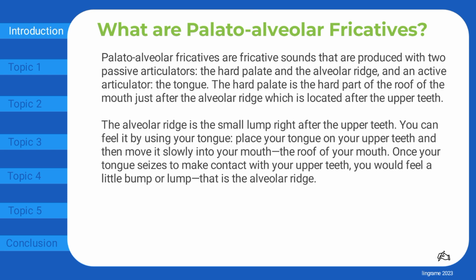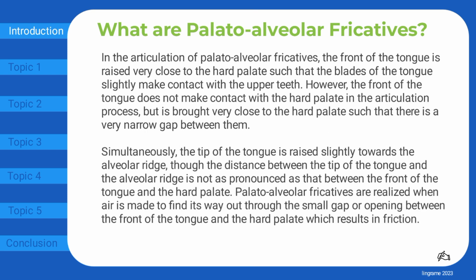You can feel it by using your tongue. Place your tongue on your upper teeth and then move it slowly into your mouth, the roof of your mouth. Once your tongue ceases to make contact with your upper teeth, you would feel a little bump or lump, that is the alveolar ridge.